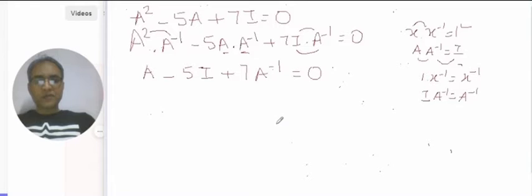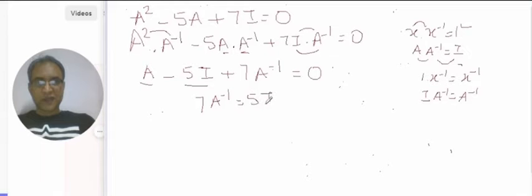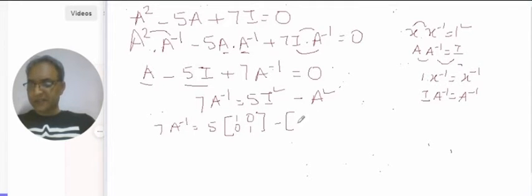Now our aim was to find the value of A inverse. So let us keep 7A inverse this side and take these two terms, 5I and A, to the RHS. So this becomes 5I minus A. Now the value of I we know, I is the identity matrix, and A is the matrix given in the question. So 7A inverse becomes 5 into the identity matrix 1 0 0 1, minus A, that means the given matrix. The given matrix was 3 1 minus 1 2.